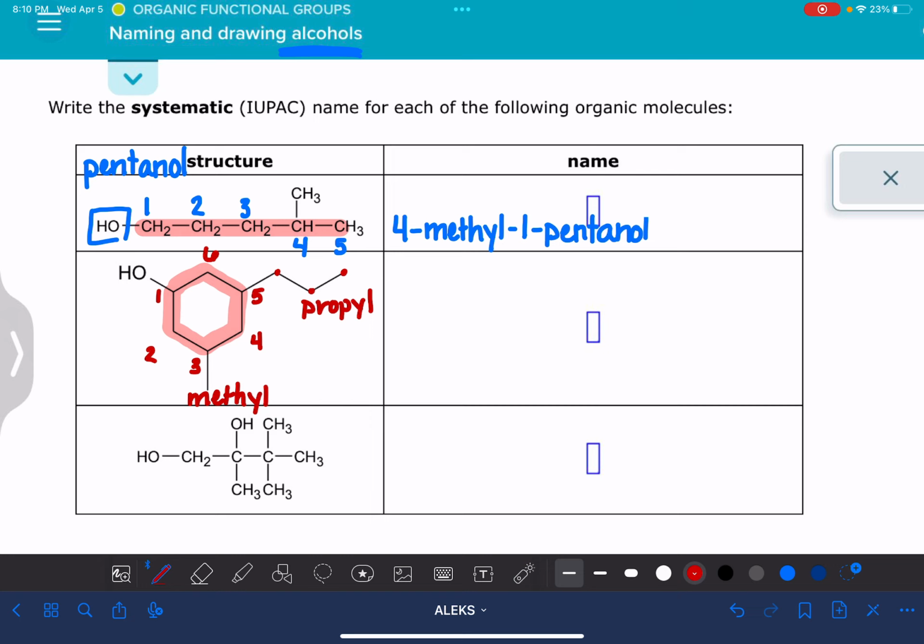Now we're ready to put it all together. We have a methyl group on carbon number 3. We have a propyl group on carbon number 5. We have a cyclohexane, except it's an alcohol, so it's a cyclohexanol with our alcohol on carbon number 1.